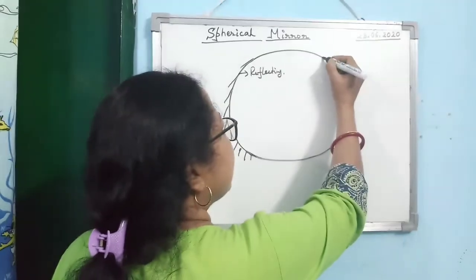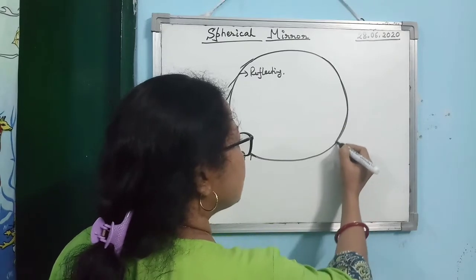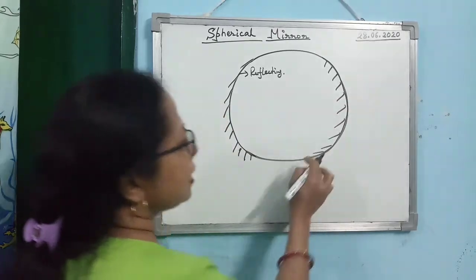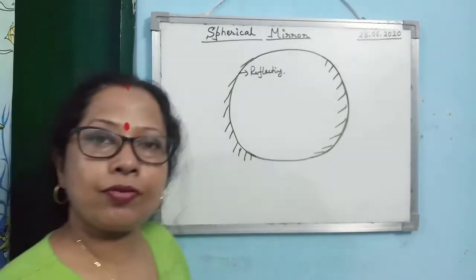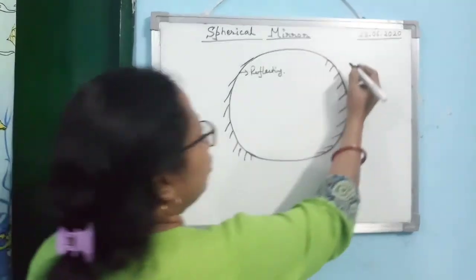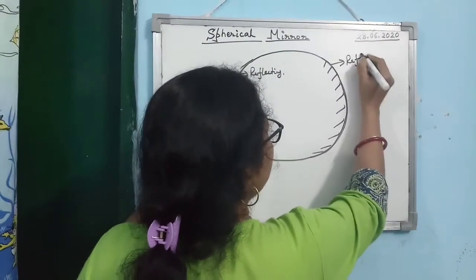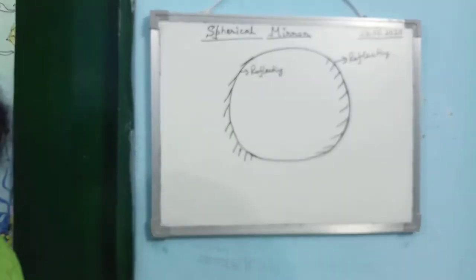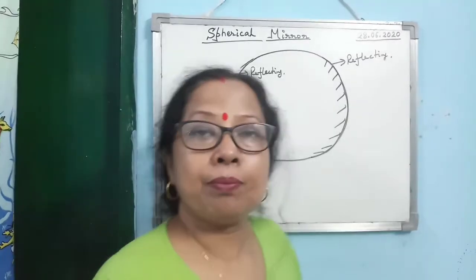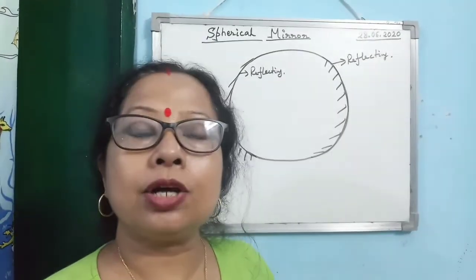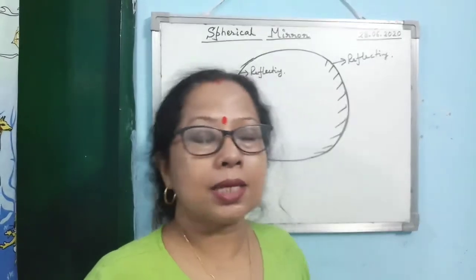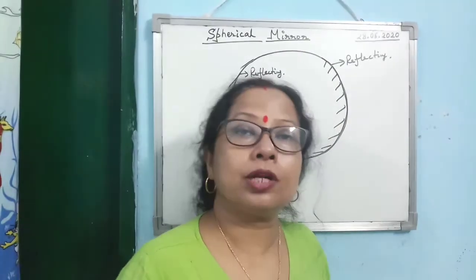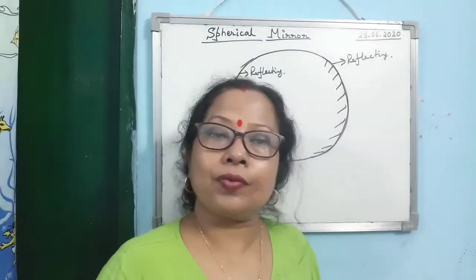Again, suppose you have taken the mirror which is part of the sphere, but you have taken the mirror in such a manner that the inside surface is the silvered, polished surface, and the outside surface is the reflecting surface. Then this is also a spherical mirror. So what is a spherical mirror? The mirror which is a part of a sphere is known as spherical mirror, or the reflecting surface which is a part of a sphere is known as the spherical mirror.